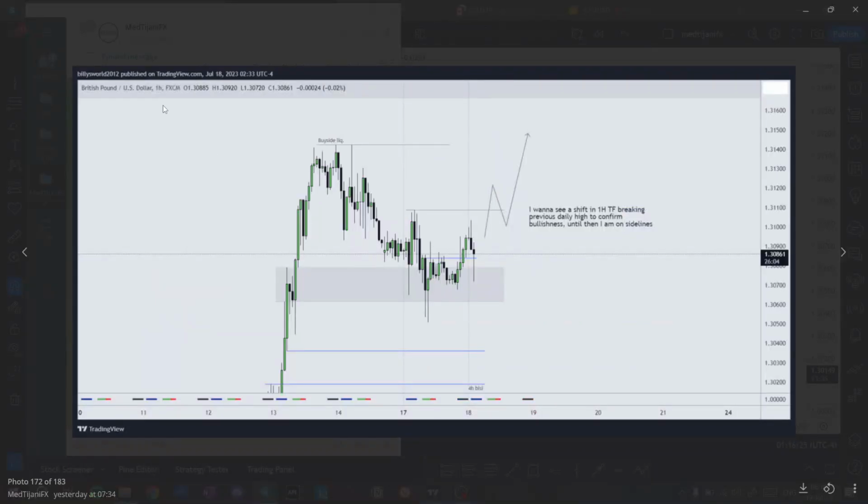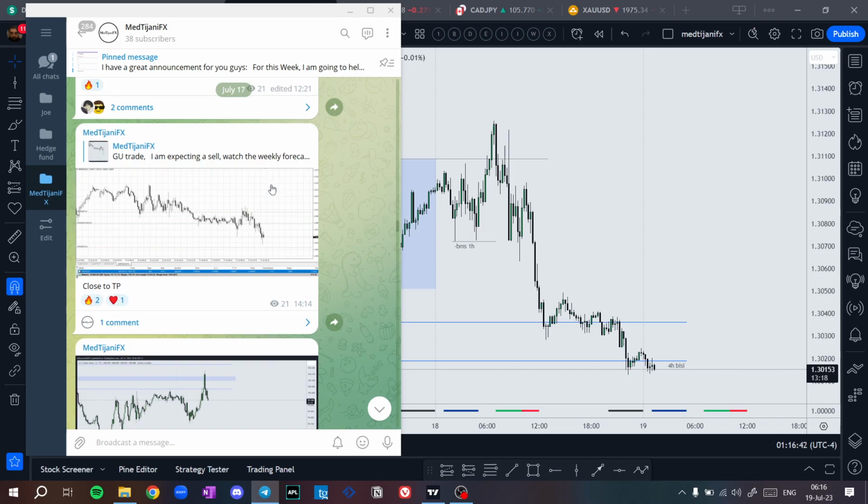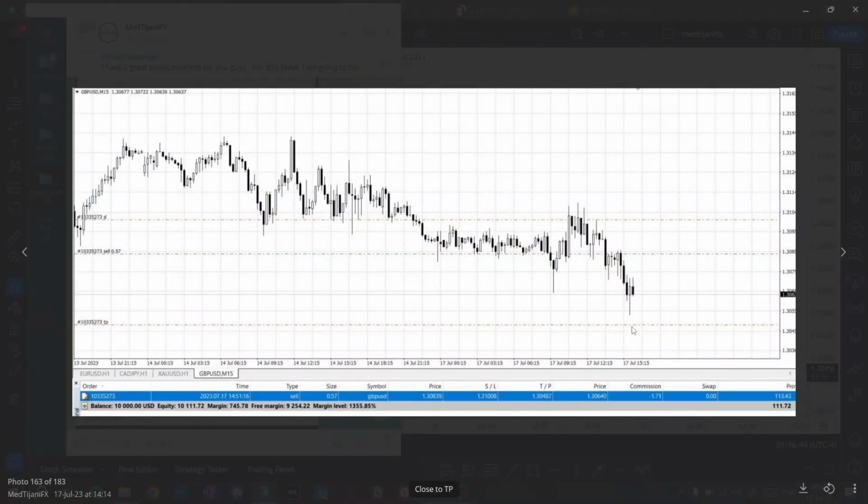So on GU, like I showed you, price has dropped like I told you, but I'm going to show you that trade. Even if I had my TP here, it was so close to the TP, but then it reverses on me, taking me out at break even.